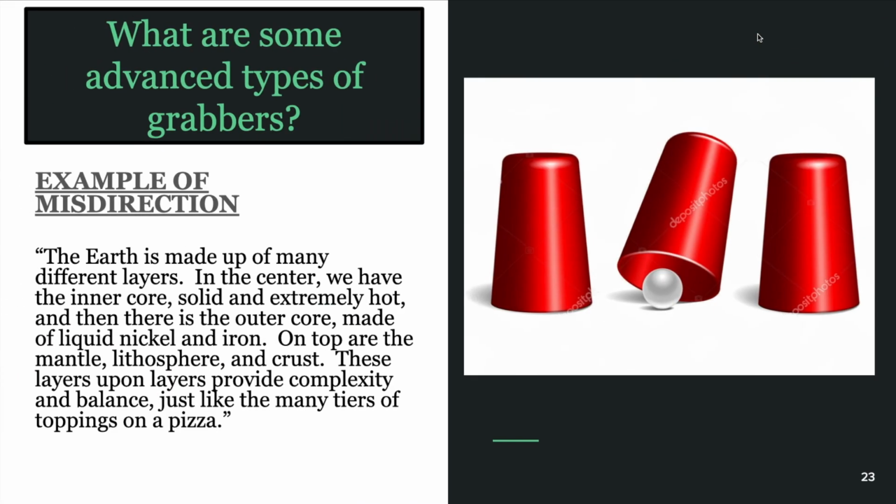An example of misdirection. The Earth is made up of many different layers. In the center, we have the inner core, solid and extremely hot. And then there is the outer core, made of liquid nickel and iron. On top are the mantle, the lithosphere, and the crust. These layers upon layers provide complexity and balance, just like the many tiers of toppings on a pizza.